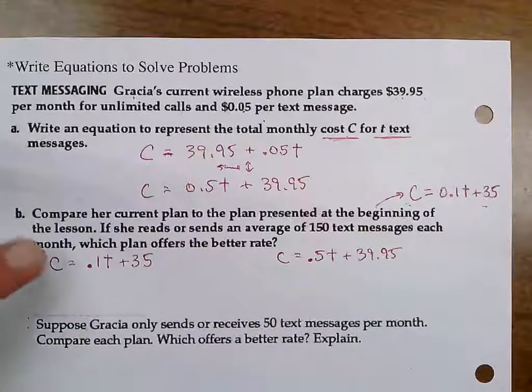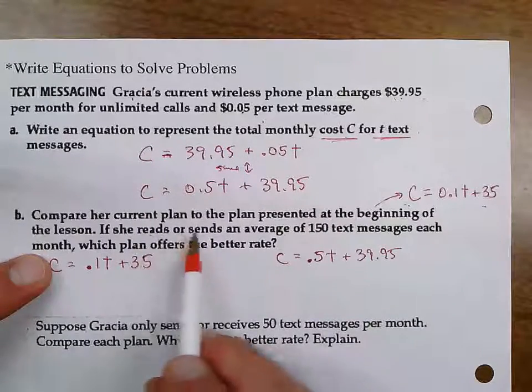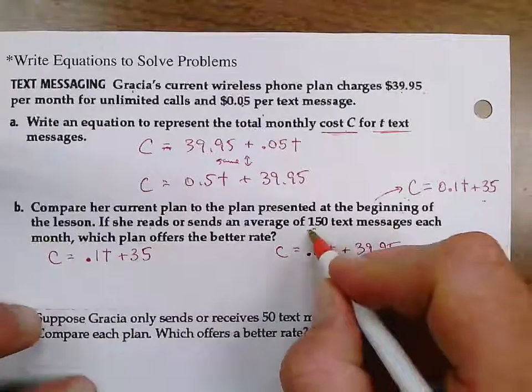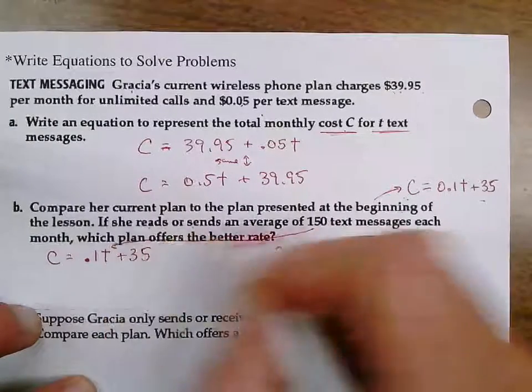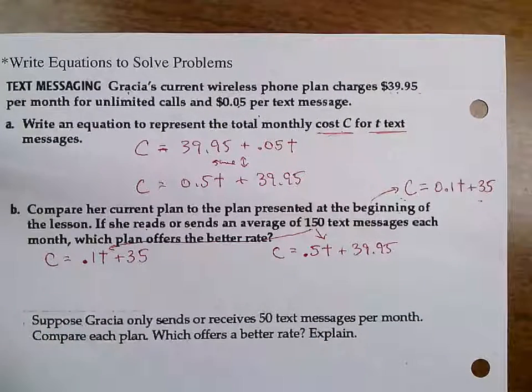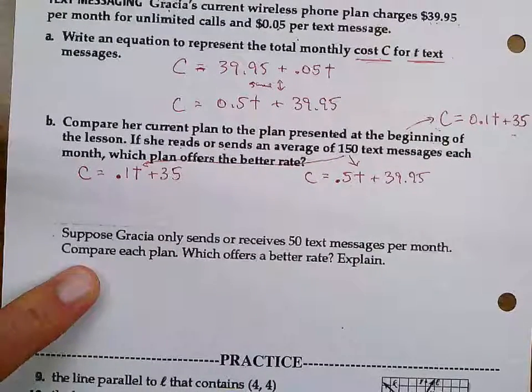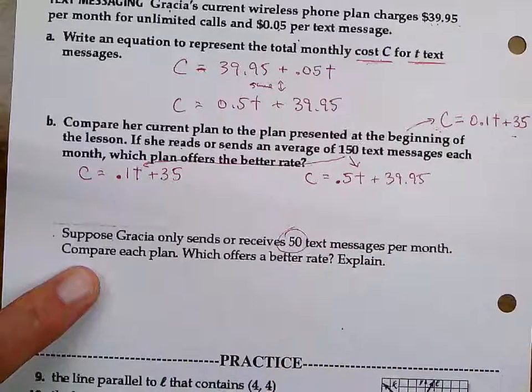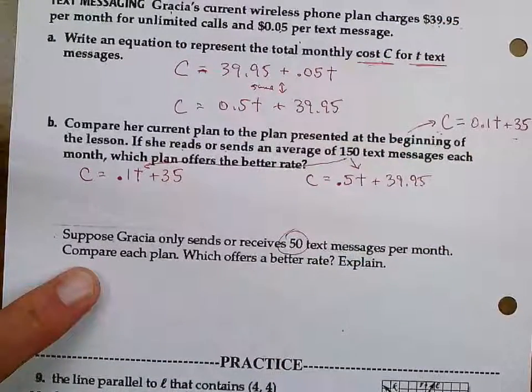So basically, if she reads or sends 150 text messages, what you're going to do is substitute the 150 in for T in both cases, and do some math to figure out your answers there. And then you can see which one has the better rate. And then I think you could try this down here. Same deal, same process. Put 50 in for T both times, and see which one has a better rate.